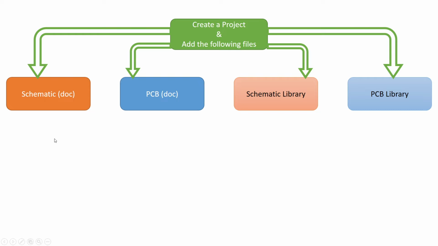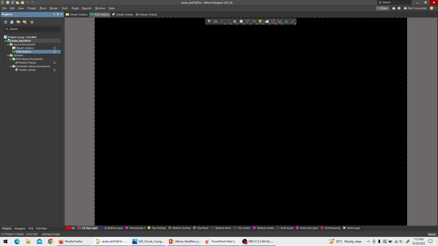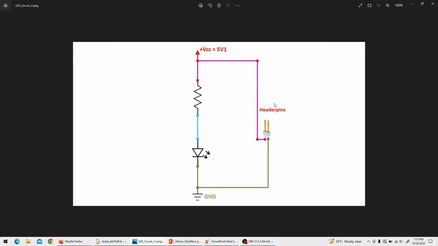Perfect. Now, why do we need a schematic document? First of all, the schematic document is the place where we make the actual circuits. In our case, this is the circuit we are going to make. It's the simplest circuit. We have a resistor, an LED connected to it, a positive power supply, and a ground, and both of them are connected to a header pin. It's a two position header pin, where we'll supply the 5 volts and ground from a battery. So that's the circuit we would like to make.